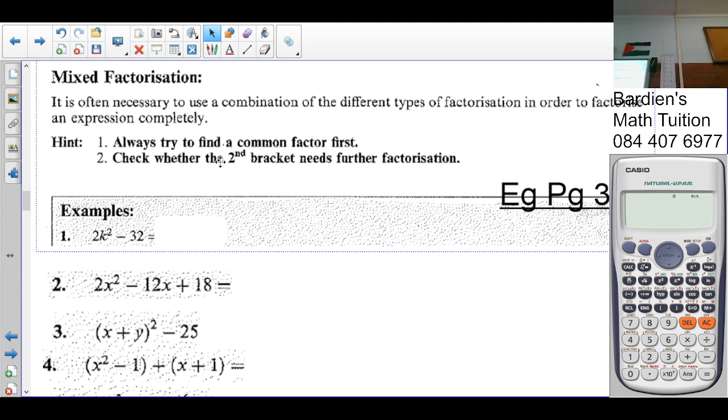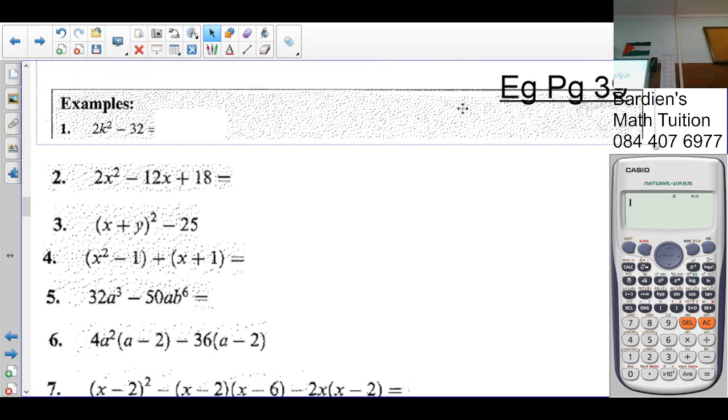It is often necessary to use a combination of the different types of factorization in order to factorize an expression completely. Hint: always try and find the common factor first. Number 2: check whether the second bracket needs further factorization. Did you guys write this note down already? Yes. Okay. So now we're looking at the examples on page 39.